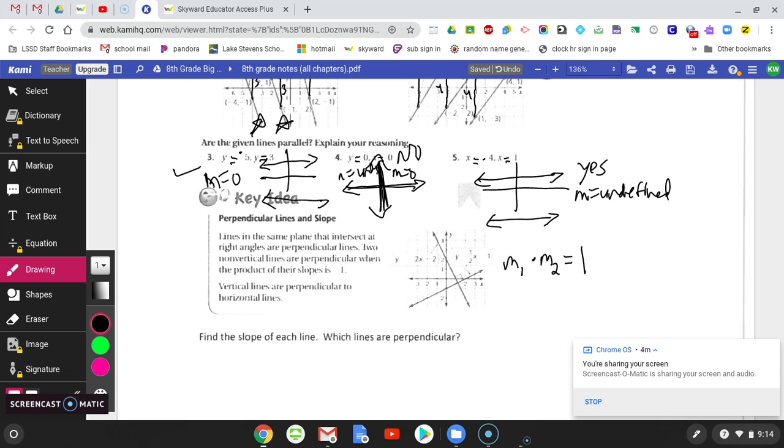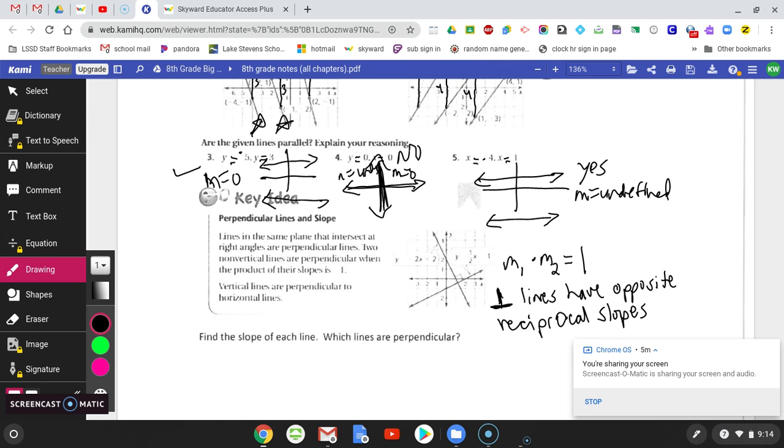That's how we know that they're going to be perpendicular. The abbreviation for perpendicular looks like an upside down capital T. Perpendicular lines have opposite reciprocal slopes.